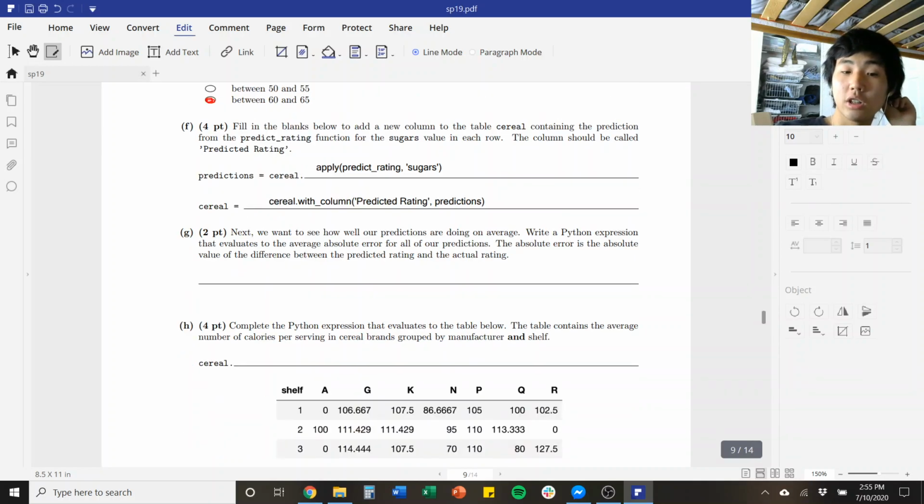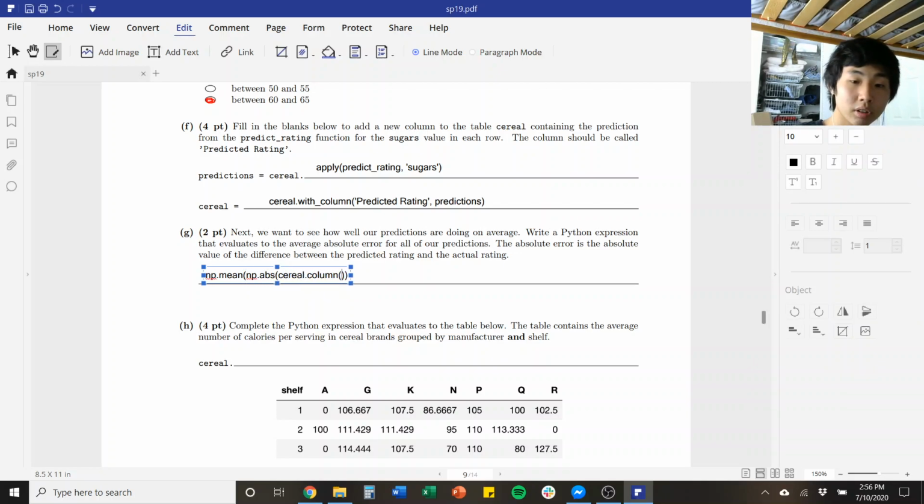Part G is we want to see how well our predictions are doing. So write a Python expression to figure out the absolute average error for all of our predictions. So the absolute error is the absolute value of the difference between our predicted and our actual values. So first it takes the average error, so we'll do np.mean, and then it's the absolute value, so let's just do np.abs. And now we want predicted minus actual rating. And we can get those columns out of our table pretty easily.